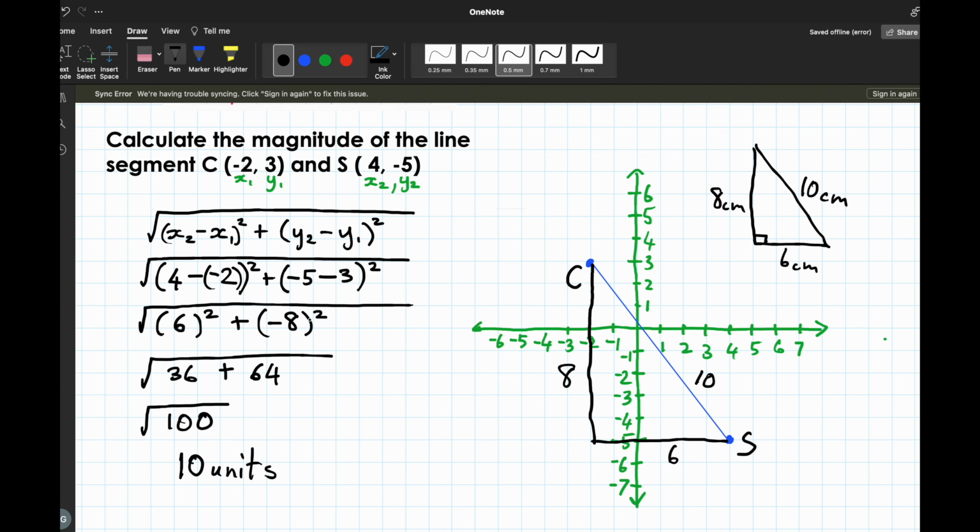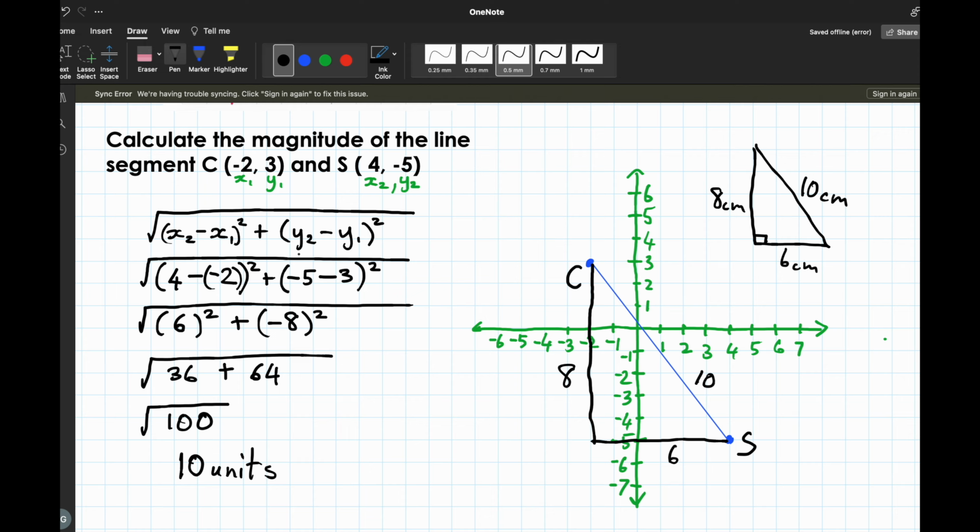It uses the Pythagoras theorem to work this out. The difference between x2 take away x1 is the distance from negative 2, which is x1, to 4, which is 6 away from each other. So that's why we end up with 6 squared here, and 8 here as well. The whole point is this formula gives us the length of the line segment.